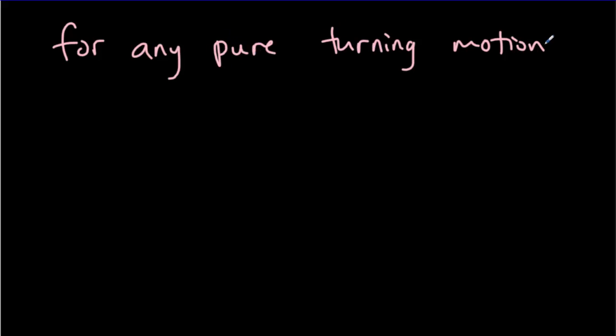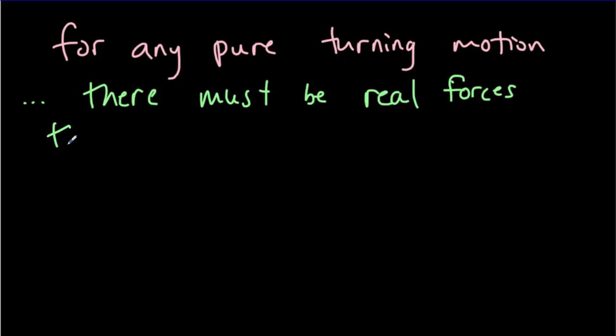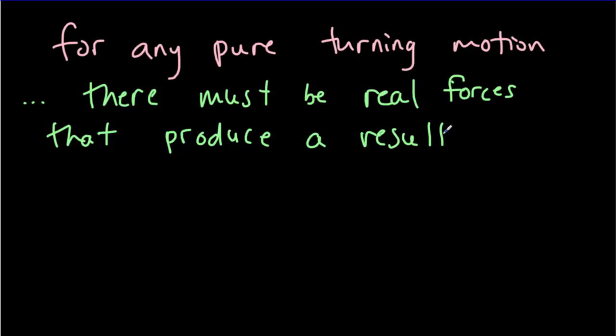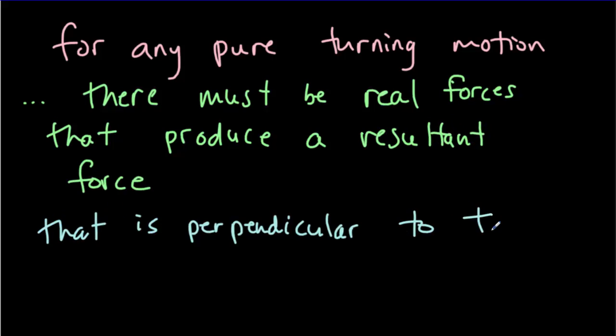So what that is to say is that for any pure turning motion, and when I say pure, I mean it can't be speeding up or slowing down, it's got to be going at a constant speed the whole time, there must be real forces that produce a resultant force that is perpendicular to the velocity of the object.